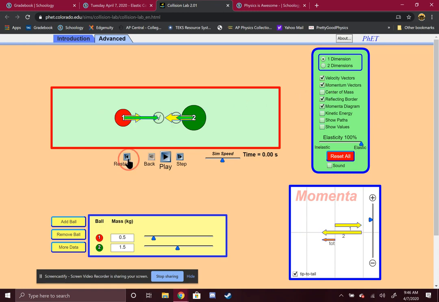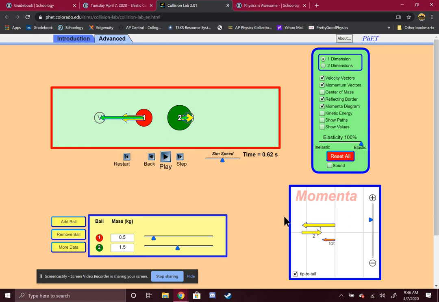Momentum is the yellow arrows. And you can see that down here in your little momentum diagram. So you hit play. As soon as it hits, you can see that your red one flips direction, your green one flips direction, and also they flip size. Your red one becomes bigger, so your magnitude increases, direction is different. And the same thing with the green one: your magnitude decreases, but direction is different.